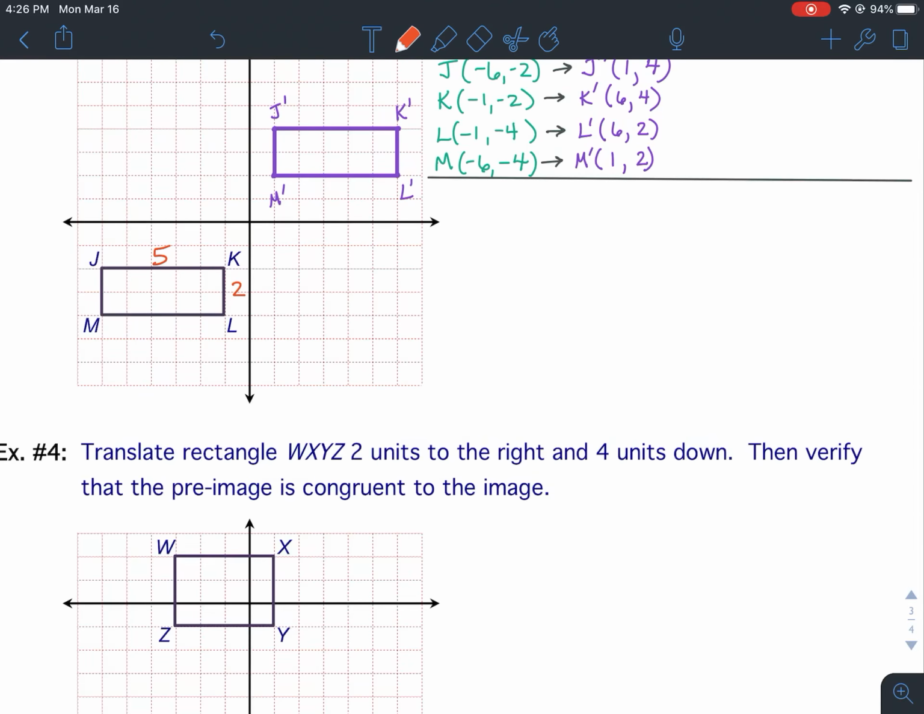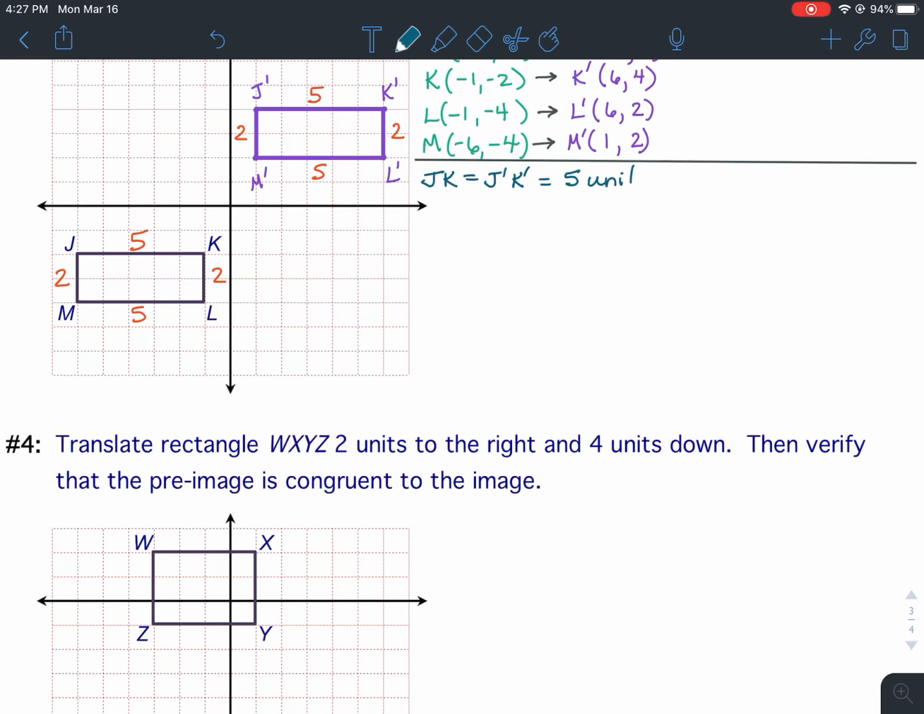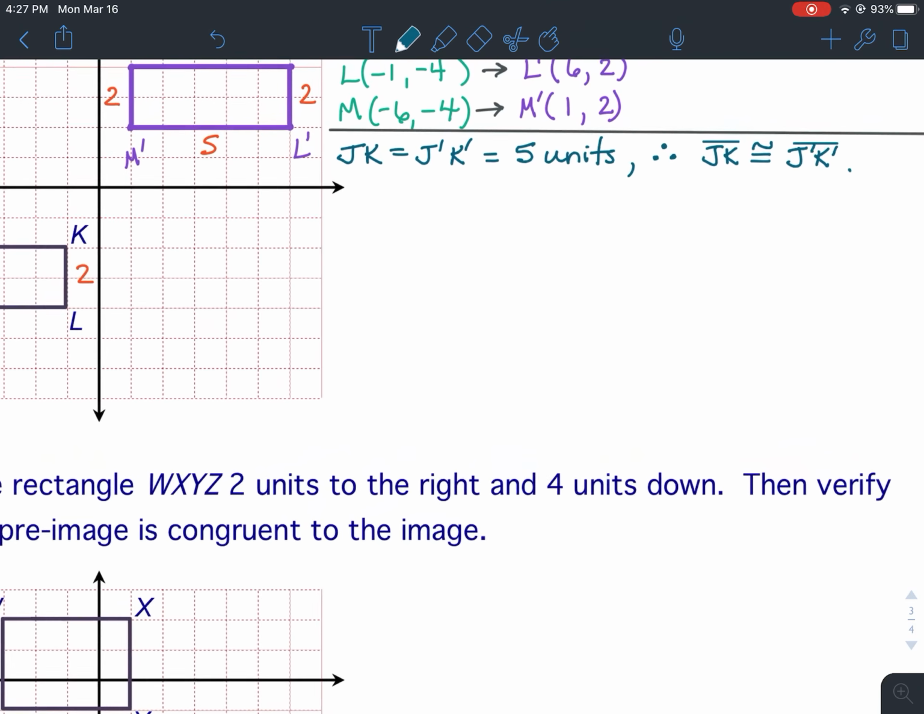The length of JK equals the length of J prime K prime, which equals 5 units. Therefore, segment JK, put the line above it to show that it is a line segment, is congruent to J prime K prime. I'm going to zoom in a little bit so it's easier to see.